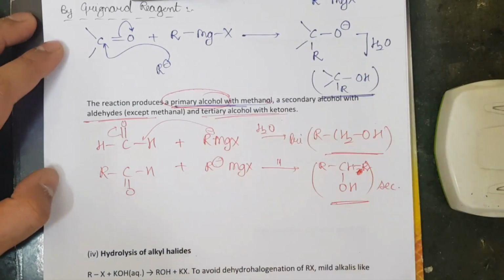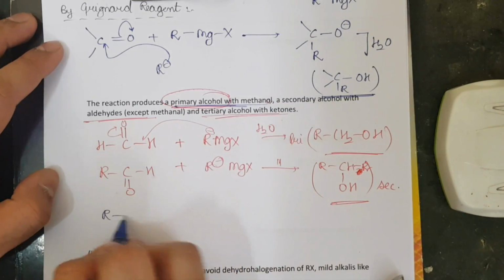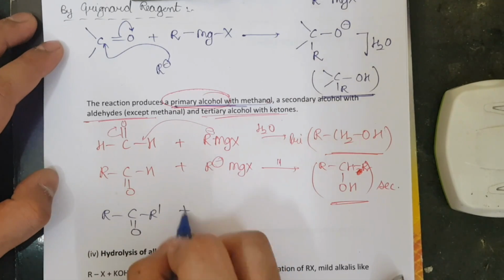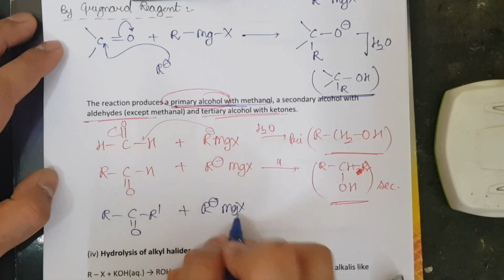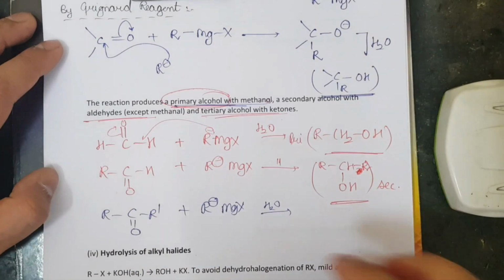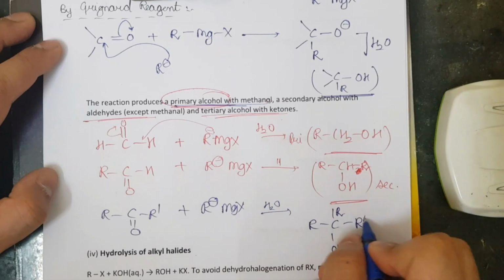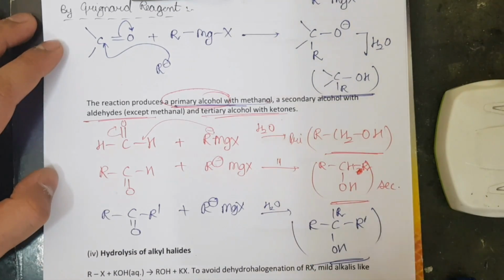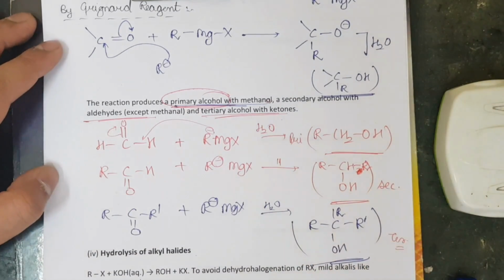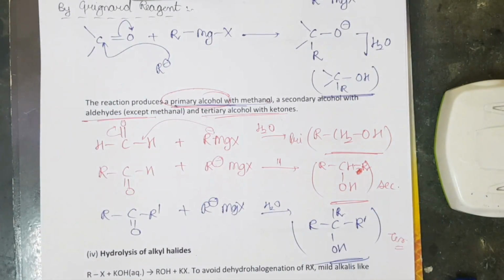And if I would have taken a ketone, that is RC double bond O R dash plus R minus MgX, I would have gotten the formation of R C R R dash OH. So this is a tertiary alcohol which is formed. I hope that this point should be known to you.